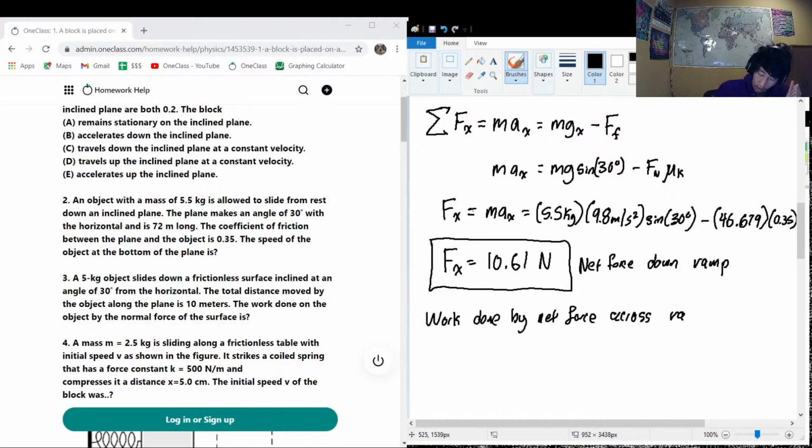Across the ramp. Okay, so we know that work, represented with W, is F times D. And we know that F and D are going to be parallel, so we can just multiply them regularly. Normally you do a dot product, but in a one-dimensional situation like this, it's really just multiplication. So our net force is 10.61 newtons. Multiply that by the distance that the force is applied for, which is 72 meters in this case.